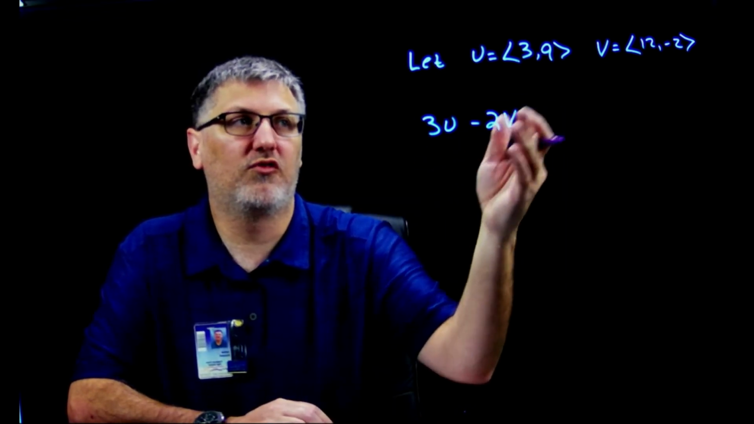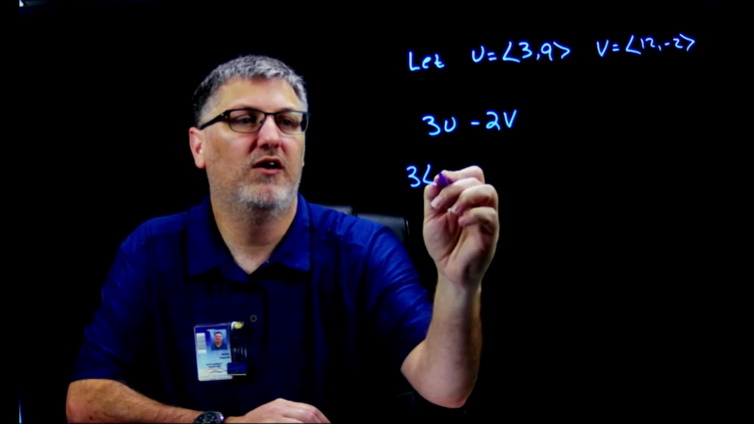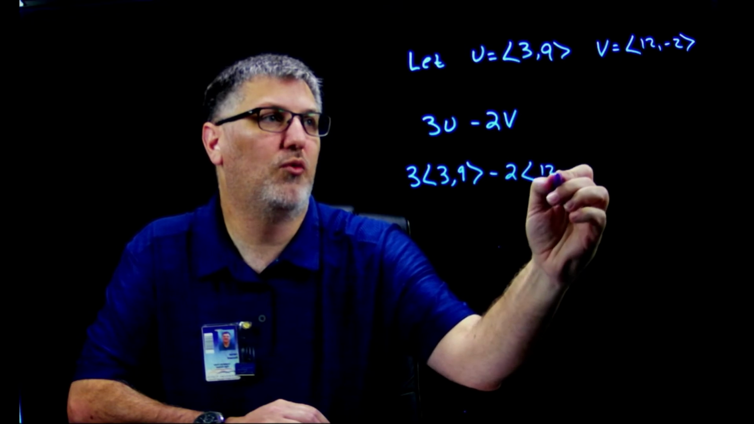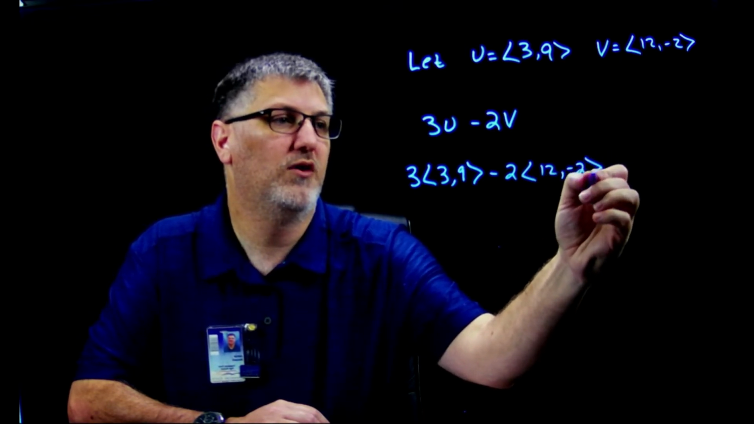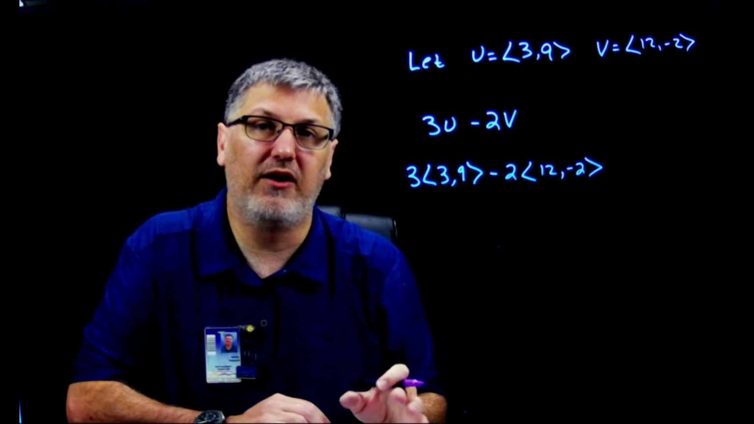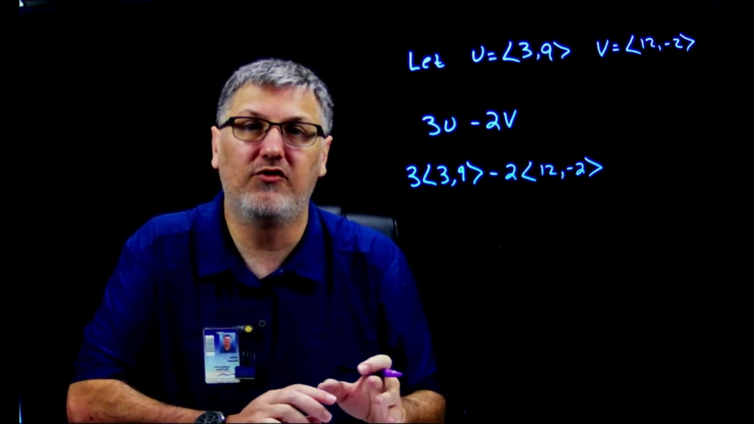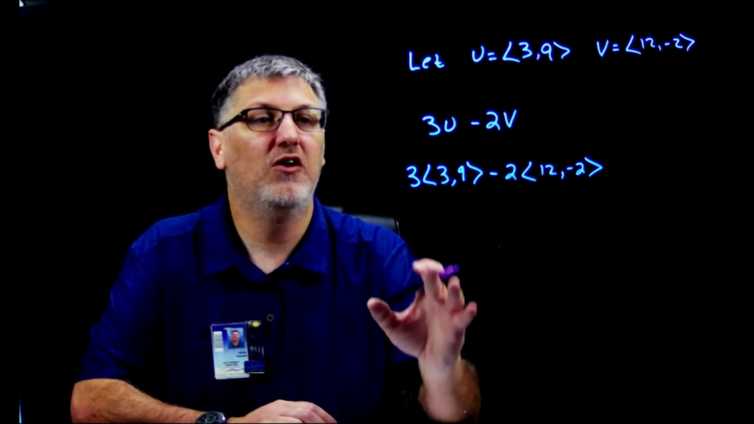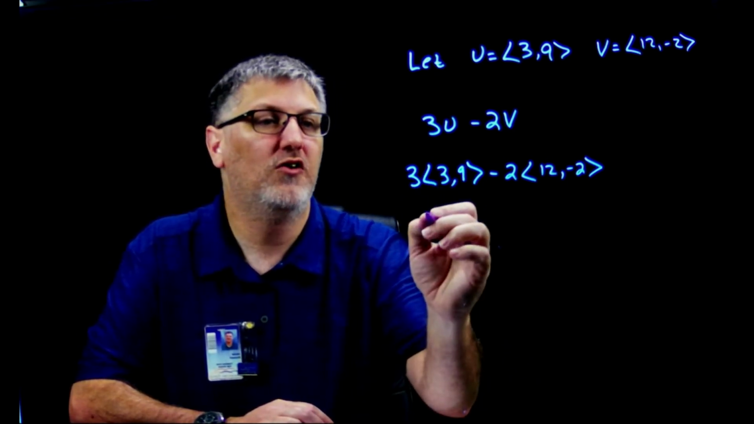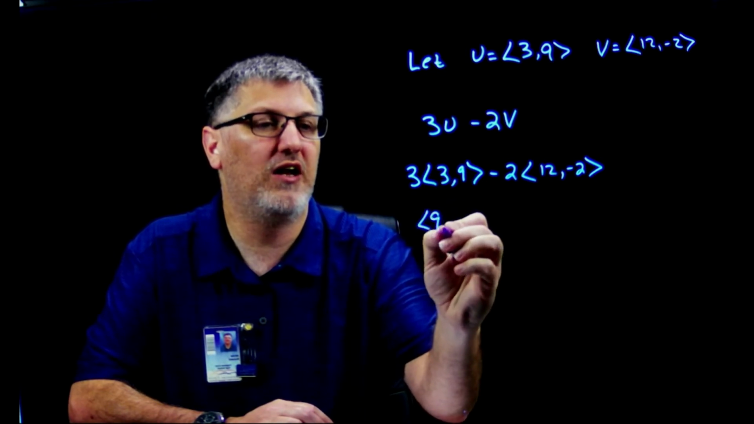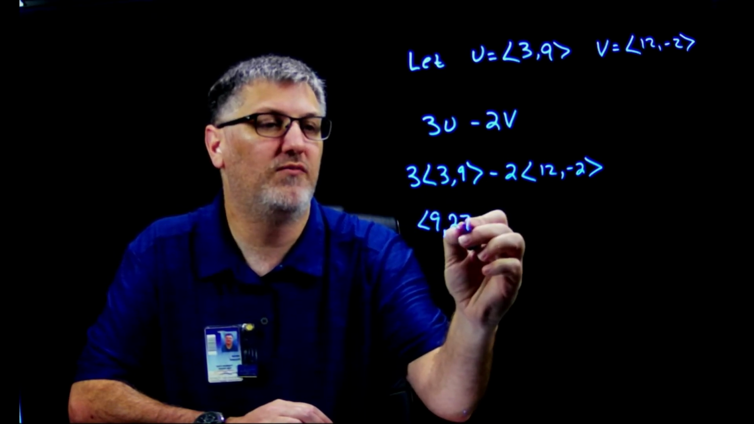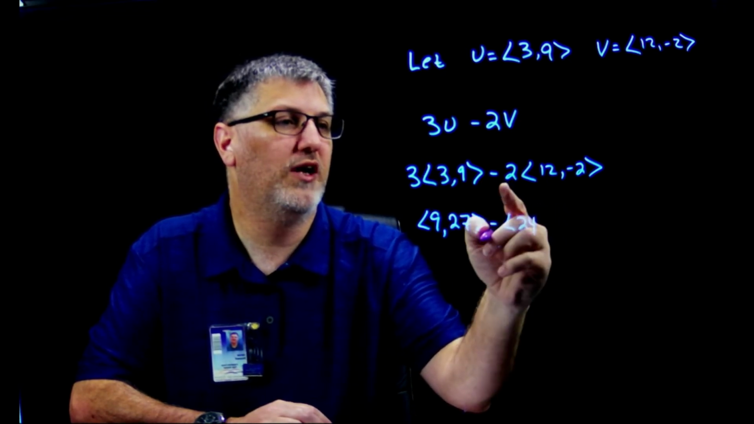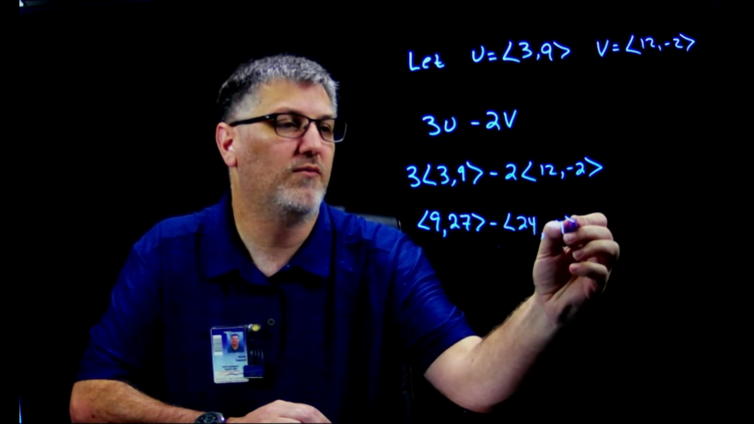Well, the first thing I'm going to do is substitute in the vectors. So I'm going to do 3, and I've got 3 comma 9, minus 2, and I've got 12 comma negative 2. Okay, now order of operations matters. So you have to multiply first before we add and subtract, from PEMDAS: parentheses, exponents, multiply, divide, left to right, add, subtract, left to right. So I need to multiply by my scalar first. I'm going to do 3 times 3, so I'm going to get 9. 3 times 9 is 27, minus 2 times 12 is 24, and 2 times negative 2 is negative 4.